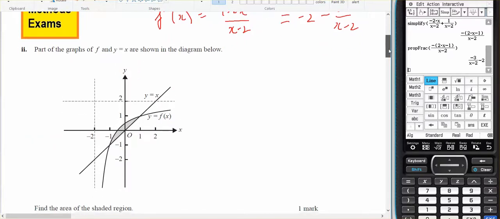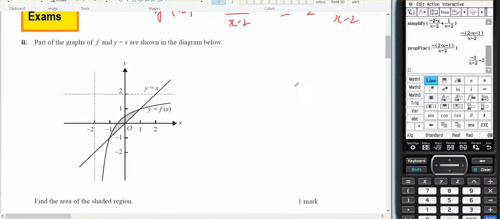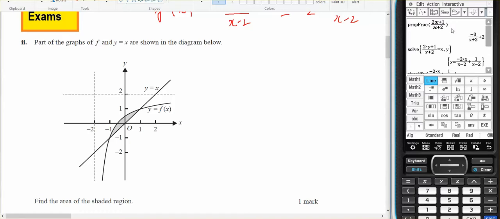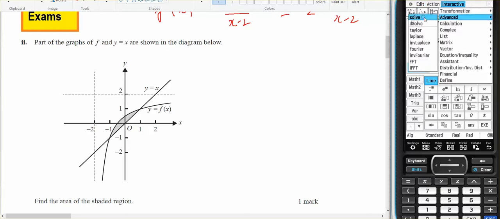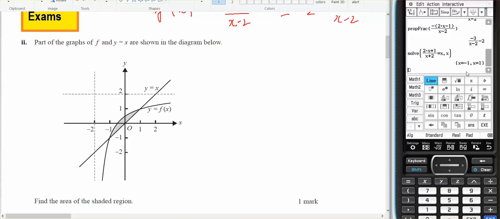Here is a graph of f and y equals x. Find the area of the shaded region. So this is f of x. If I go back up to the top and grab f of x and paste and make it equal to x, I can then solve for x. And that tells me that it's negative 1 and 1, so that's at negative 1 and that's at 1. So it's the integral from negative 1 to 1 of f of x minus x dx.